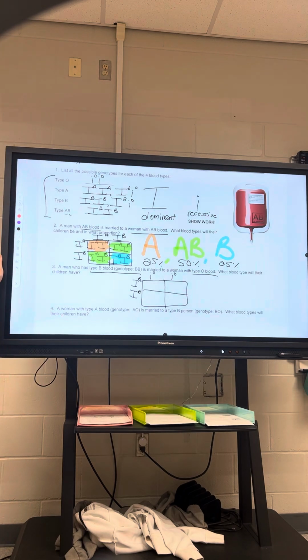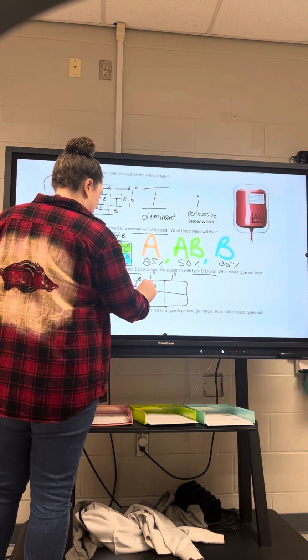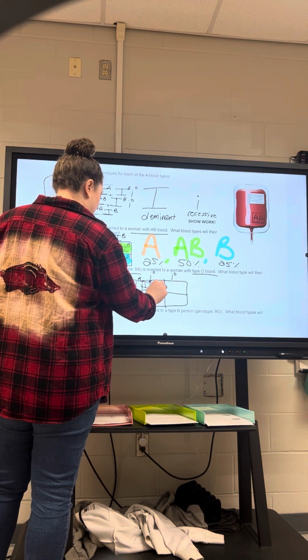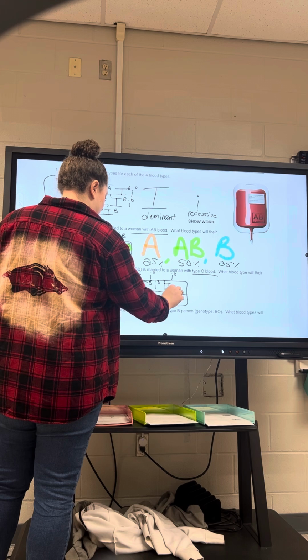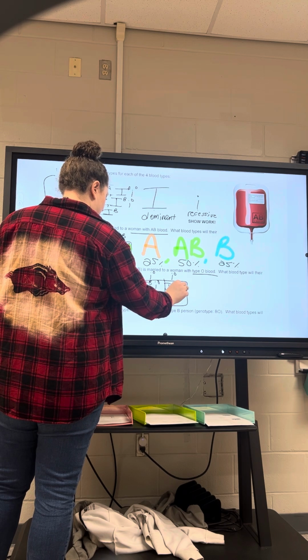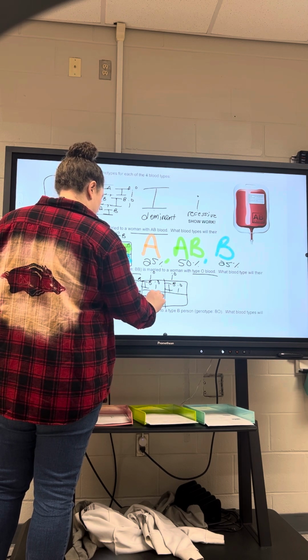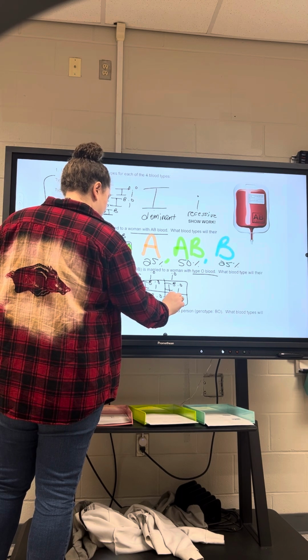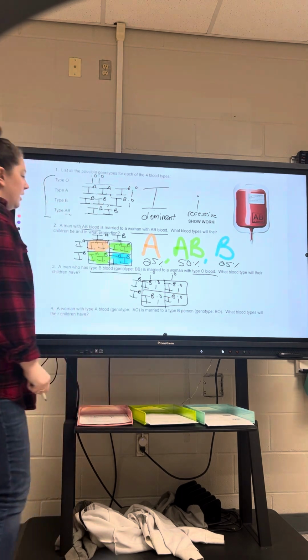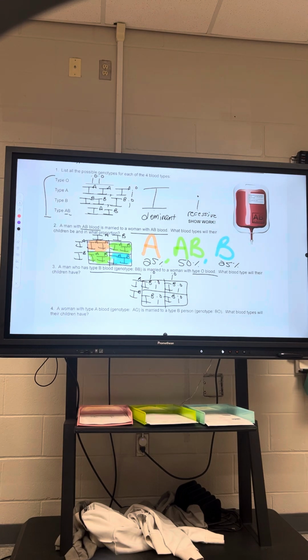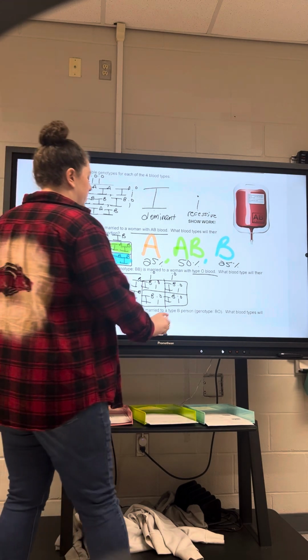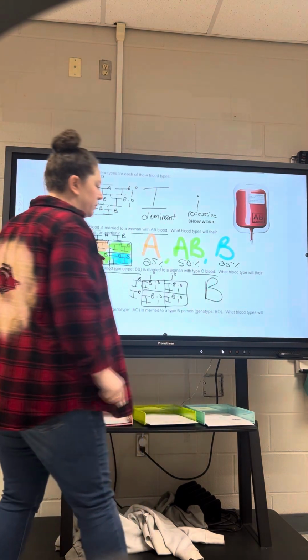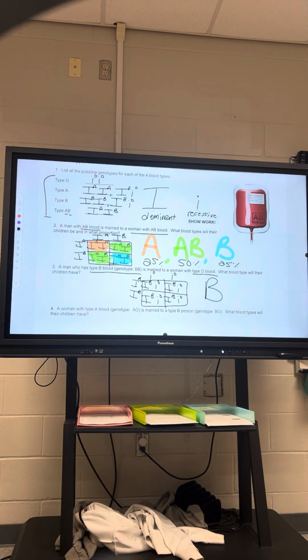And then we just fill in that Punnett square. I B i O, I B i O, I B i O, I B i O. So if we look inside the Punnett square, all of their children will be type B blood, and they will be heterozygous. So they'll have both the dominant and the recessive allele, but only the dominant trait will show. All right.